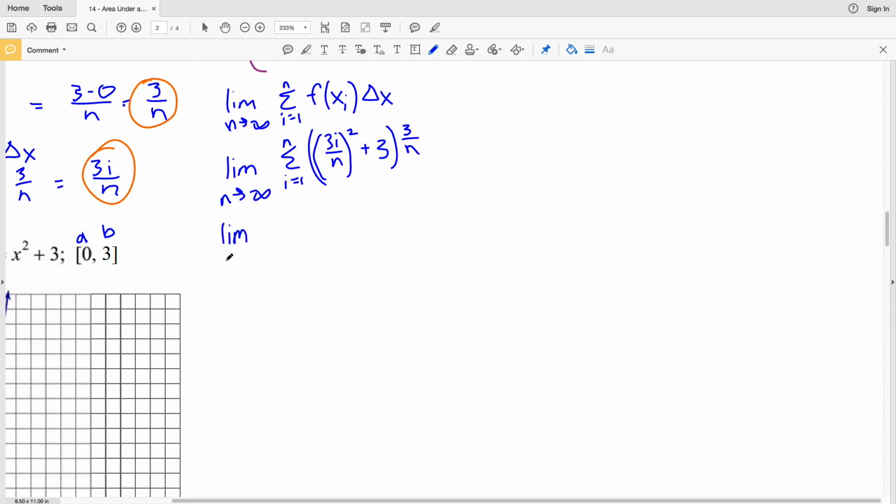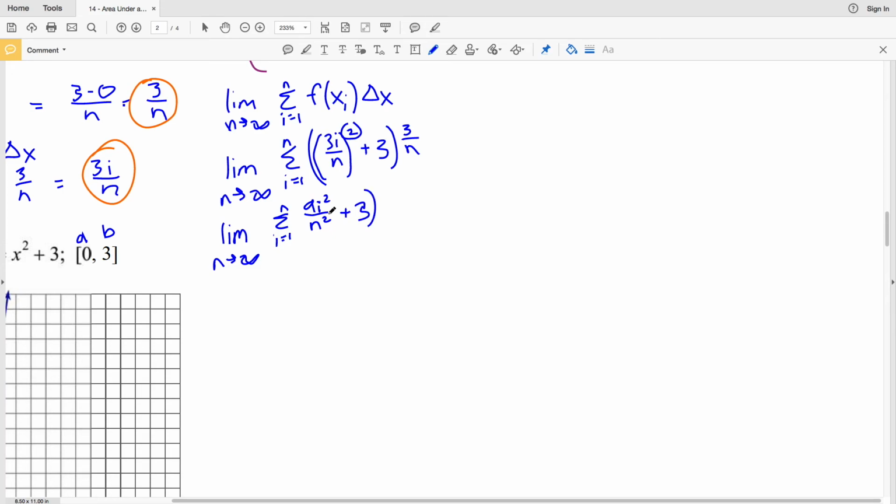So I'll have the limit as n approaches infinity of the summation from i equals 1 to n of 3i over n. If I distribute this square to both my terms, that's going to be 9i squared over n squared. Remembering laws of exponents.